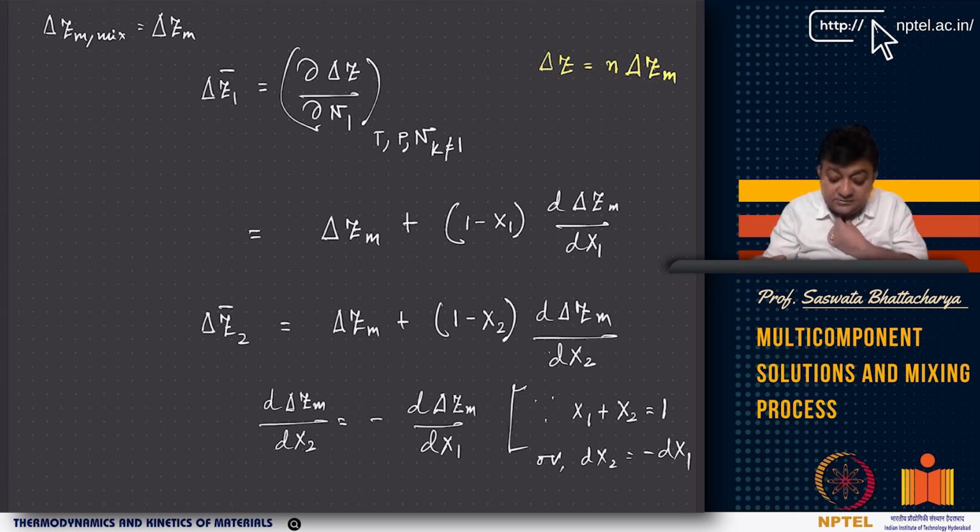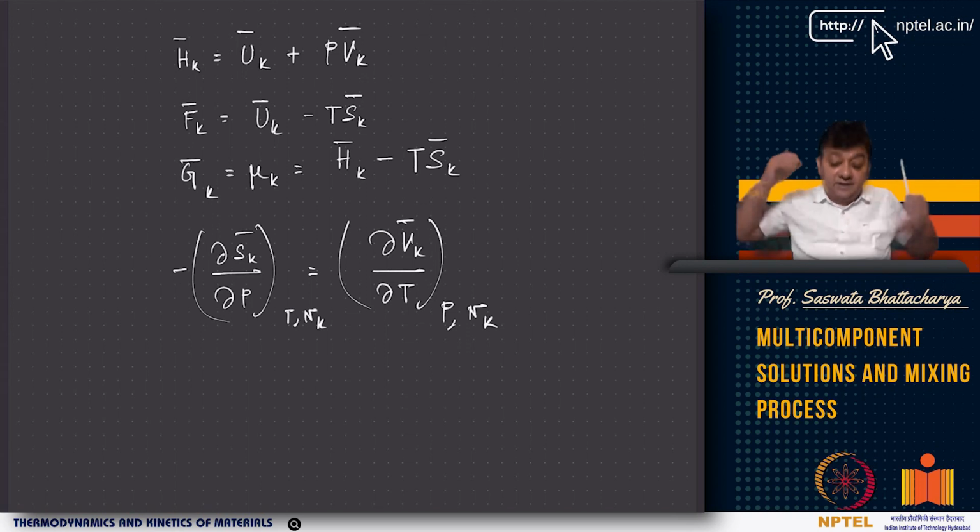So if that is so, you can see that d delta Zm dx2 is equal to minus d delta Zm dx1. Why? Because x1 plus x2 equals 1, so dx2 equals minus dx1. So d delta Zm dx2 is equal to minus d delta Zm dx1.